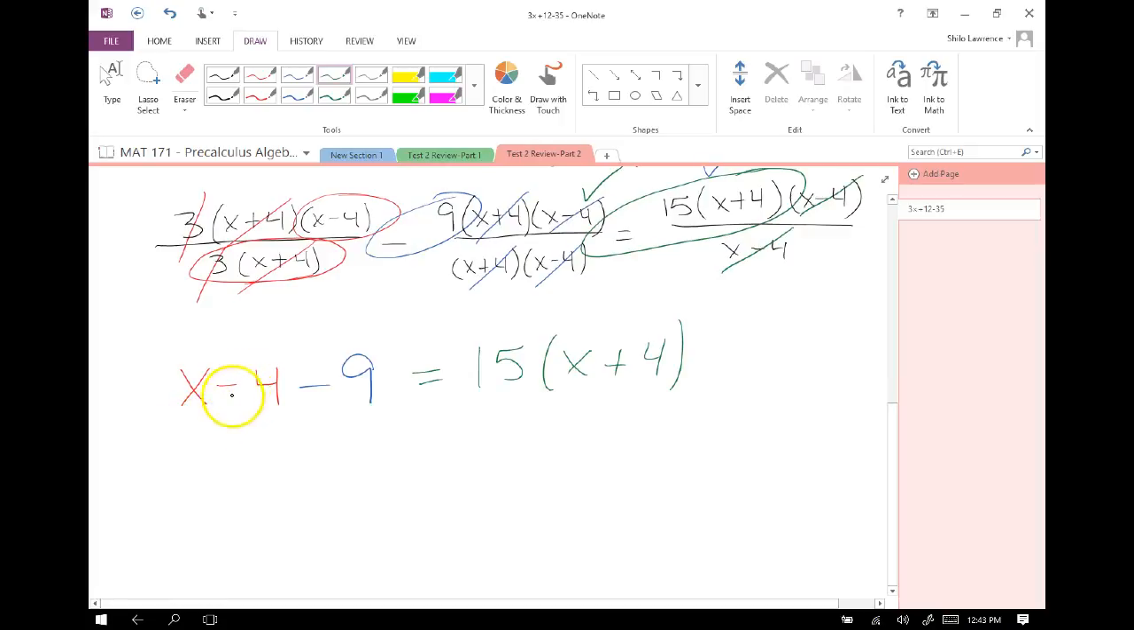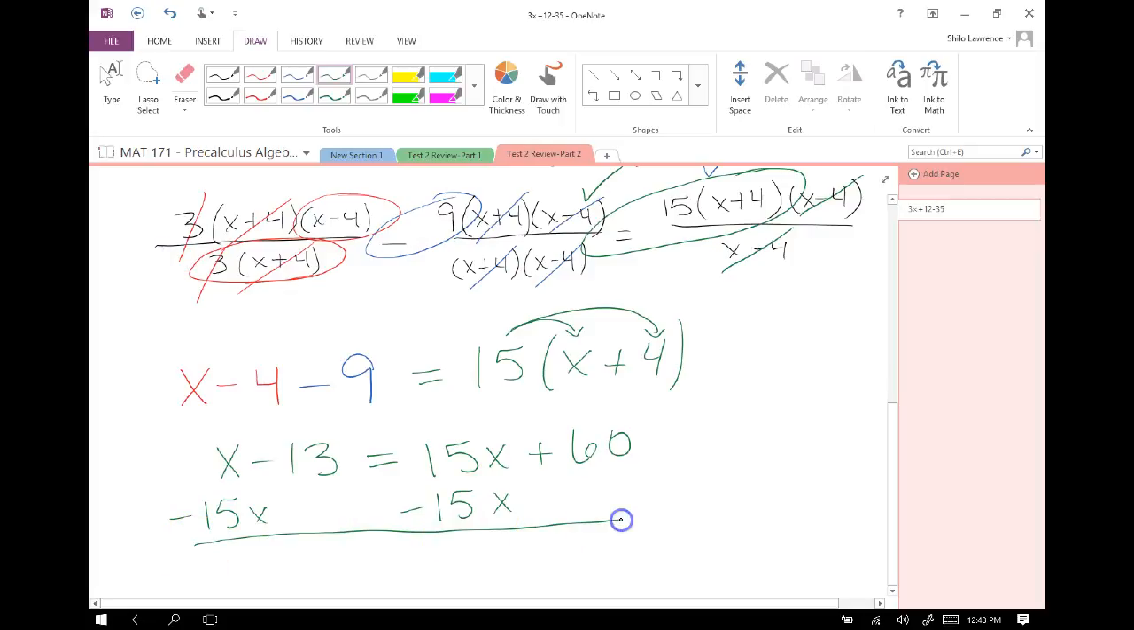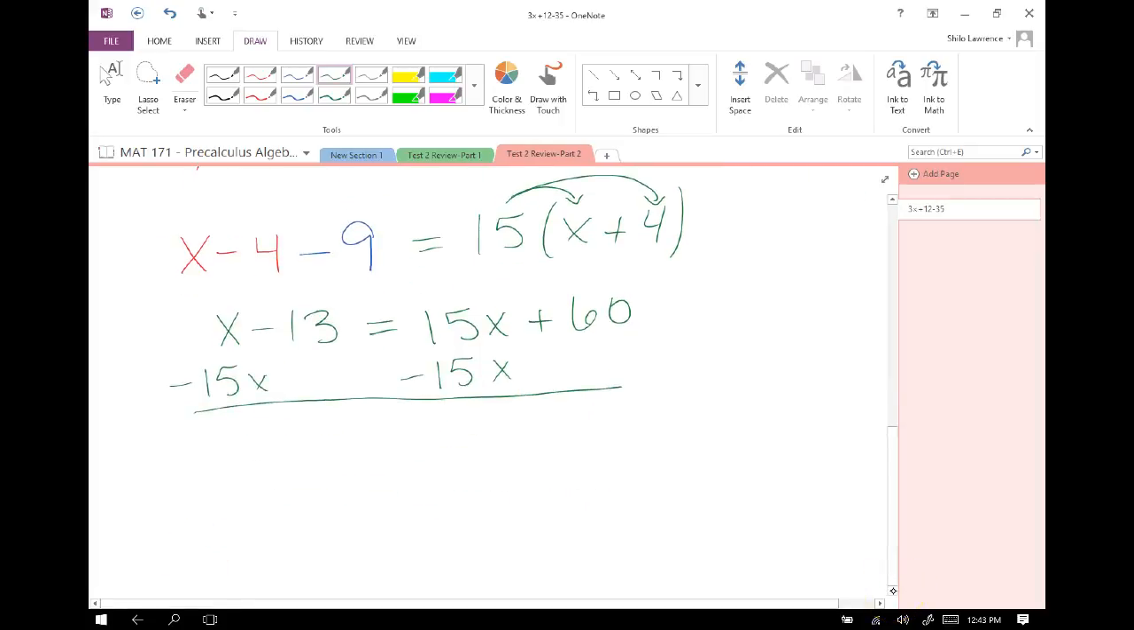So minus 4 and minus 9 is minus 13. So this is x minus 13 equals, and here I want to distribute. I've got 15x plus 60. And we're going to want to get our x's together. So I'll subtract my 15x's over, just because I like to have my x's on the left. It really doesn't matter which side they're on.